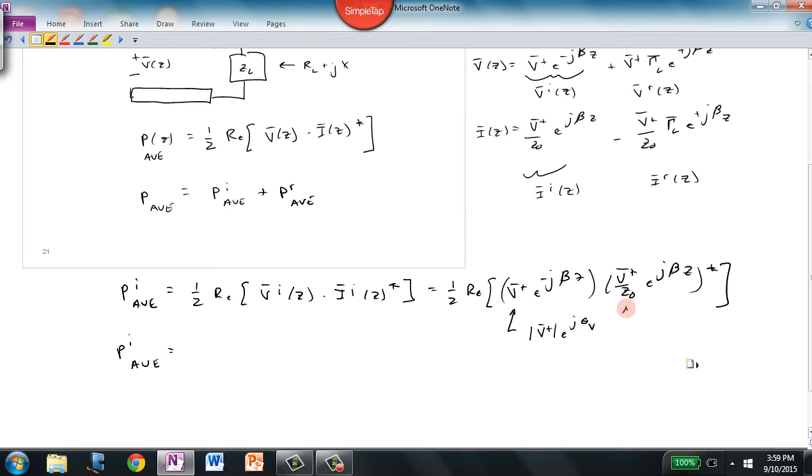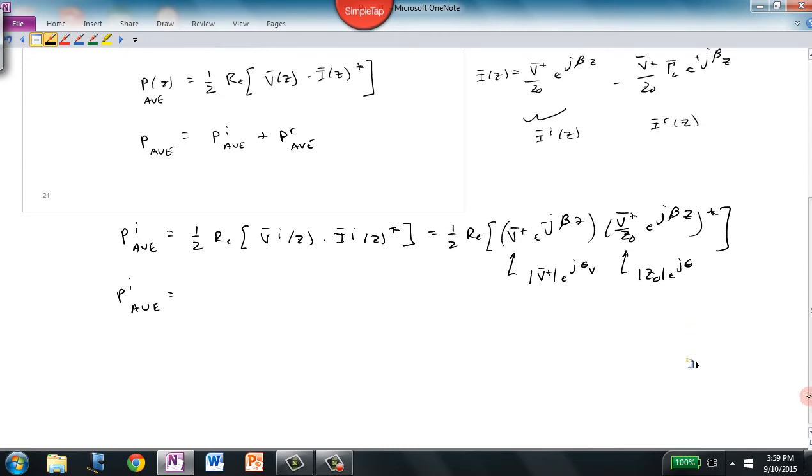Actually, so does the impedance under most situations. So we could write both those numbers in their exponential form, and we'll do that because that allows us to easily take the complex conjugate. So substituting in, we get V bar plus, the magnitude of V bar plus e to the j theta v, e to the minus j beta z.